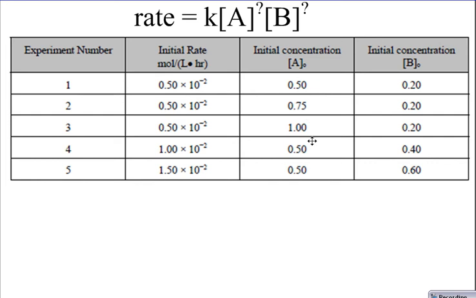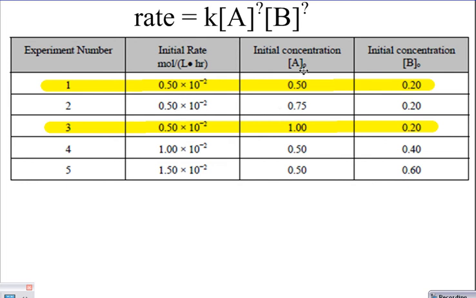So I'm going to look for where the concentration of A changed, but the concentration of B did not. The concentration of A changed in 1, 2, and 3, and was the same in 1, 4, and 5. But in 1, 2, and 3, the concentration of B stayed the same. So let's do one that's easy to look at. Let's compare trials 1 and 3, because that's easy to see. We have a concentration of 0.5, we have a concentration of 1. So if we doubled the concentration of A and we kept B constant, what effect did that have on the initial rate?